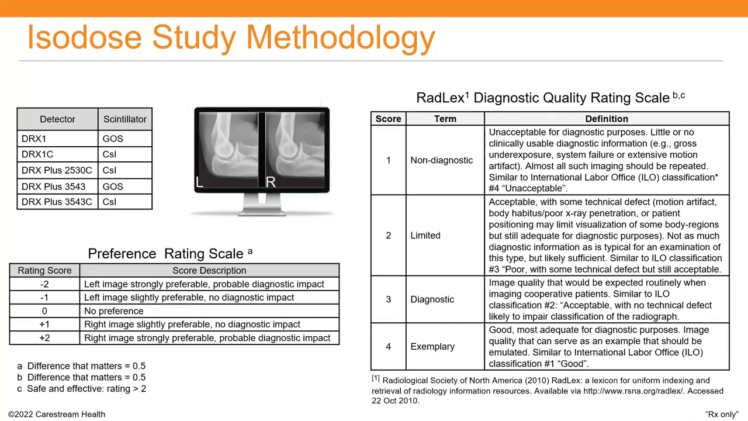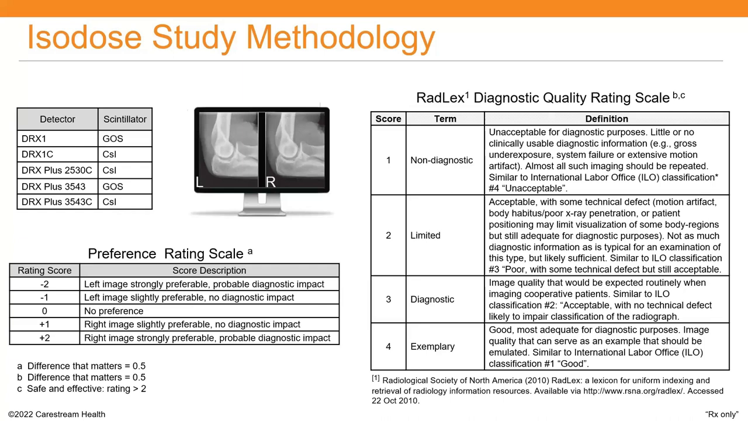The readers were encouraged to pan and zoom and adjust window width and window level to fully explore and compare the images. The readers first rated the pair for preference using a 5-point relative scale tied to diagnostic confidence. A negative rating indicated that the image on the left was preferred, and a positive rating indicated that the right image was preferred. The magnitude of the number, 1 or 2, indicated the preference level.